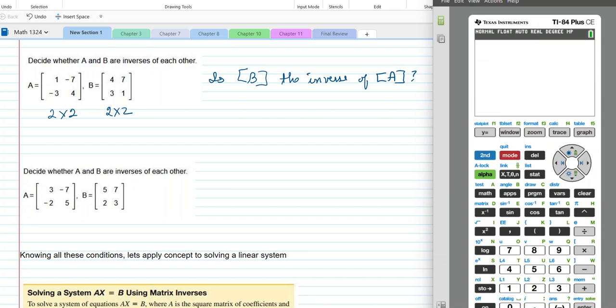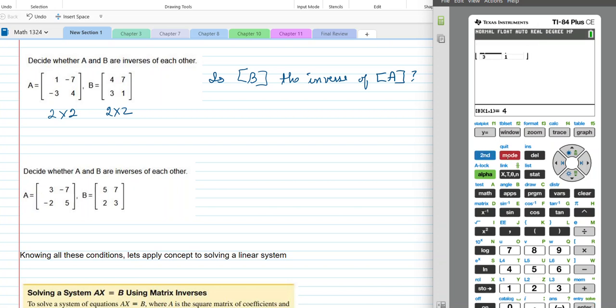Okay, now I'm going to go second quit, second matrix, and I'm going to go to edit. I'm going to make sure I'm on B, and it's going to be a 2 by 2. I don't hit the 2 right. An emulator is a wonderful teaching tool, but it's picky. I'm going to enter the 4, the 7, the 3, and the 1. All right, 4, 3, 7, 1.